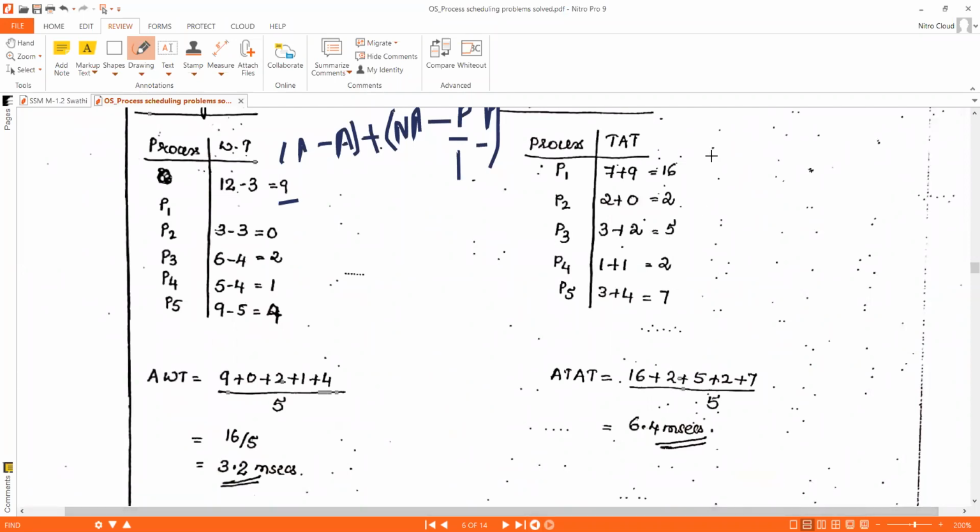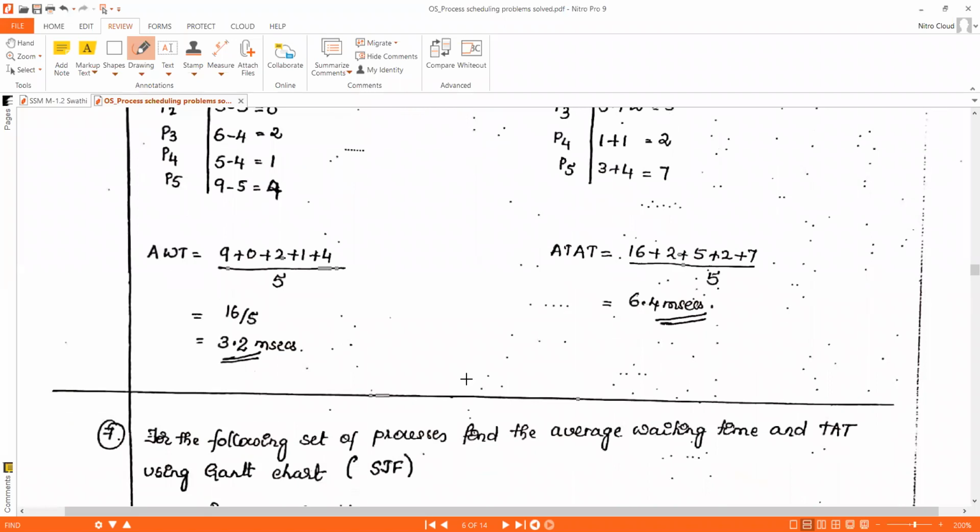Average turnaround time, we can find it by adding all the processes' turnaround times divided by the total number of processes. Okay, here process 1's turnaround time is 16 milliseconds, plus process 2's turnaround time is 2 milliseconds, plus process 3's turnaround time is 5 milliseconds, plus process 4's turnaround time is 2 milliseconds, plus process 5's turnaround time is 7 milliseconds, divided by total number of processes, that is 5. We will get 6.4 milliseconds.